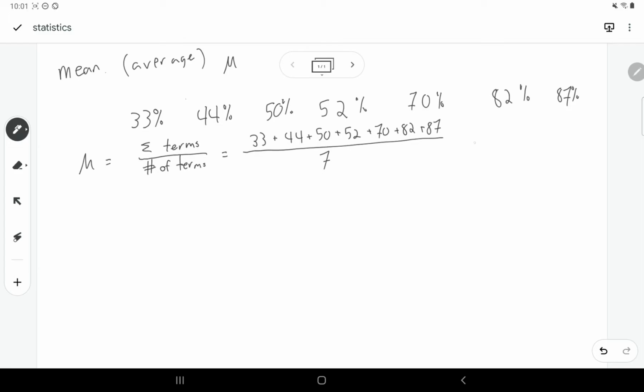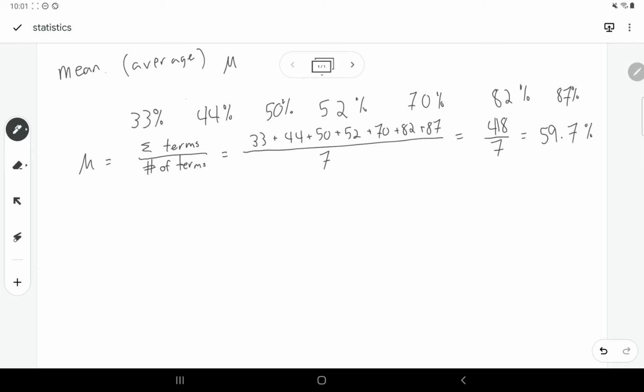So we add all of those up. So it gives us a total of 418. Whoops. Divided by 7. Okay, so we take our 418 divided by 7. We get 59.7. We'll cut it off there. Right, so our average grade was 59.7%.